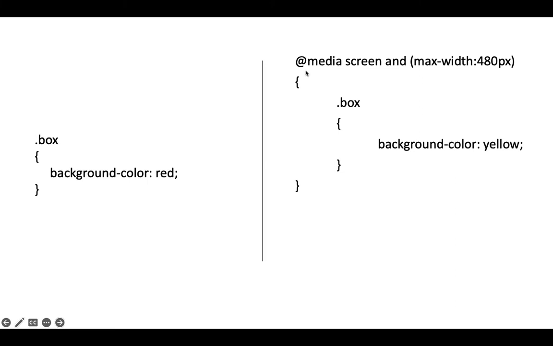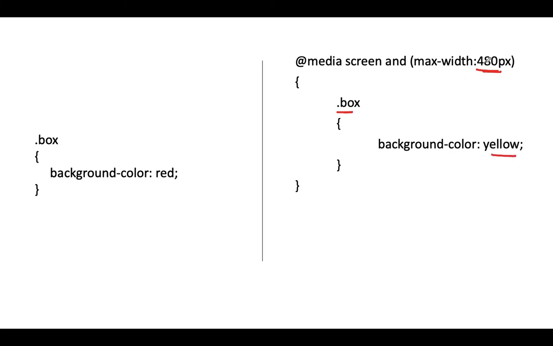You need to write a media query, and the syntax for the media query is mentioned here: @media screen and max-width 480 pixels. What is the meaning of this line? This line represents @media screen: when your screen size is a maximum of 480 pixels, that is 480 pixels and below, the properties applied for the box will be changed according to the properties you have written here. So in this example, if your screen size is 480 pixels or less, the background color for this class box will be yellow.